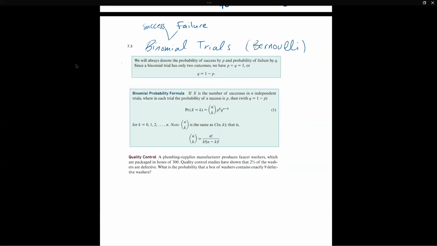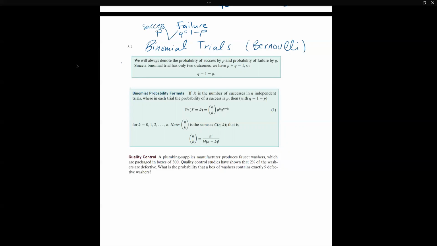So let's look. We will always denote the probability of success as p. And since the other one will be 1 minus p, it will be q, which is 1 minus p. And consider, of course, a binomial trial and the following experiment. Let's say we repeat the binomial trial n times, and you observe the number of successes that occur. And you assume many things. Let's just explain this first.